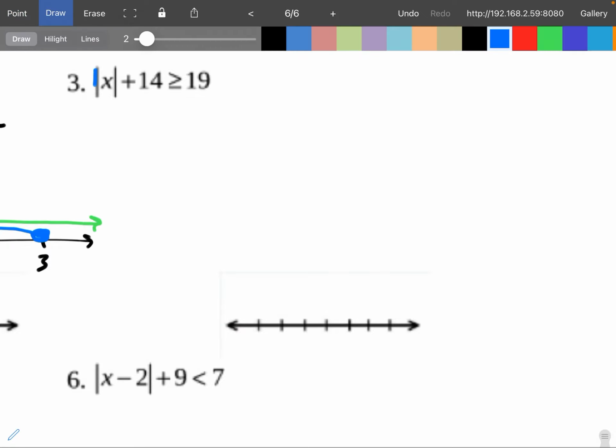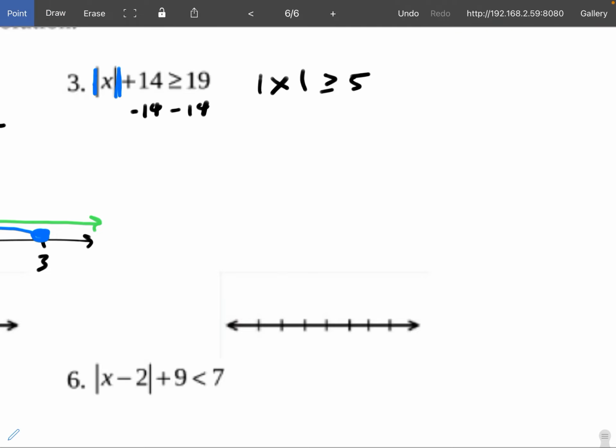Now we got a couple more examples to go, and then the last 2 will go quick, okay? All right, so let's do number 3. The first question always is, is this absolute value all by itself? No. So how do we get rid of that plus 14? Subtract it. Yep, so subtract 14 on both sides. And that'll give us the absolute value of X is greater than or equal to 19 minus 14, which is 5.